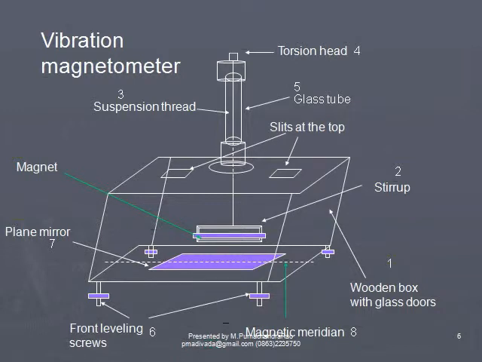It consists of a wooden box. At the top of it there are two slits meant for observing the motion of the magnet. At the bottom there are leveling screws for leveling the box, and at the center and top there is a glass tube. Along the axis of this glass tube, a thread is suspended from a torsion head. The lower end of this thread carries the stirrup, a specially made non-magnetic material, and it is in the stirrup that we place a magnet.